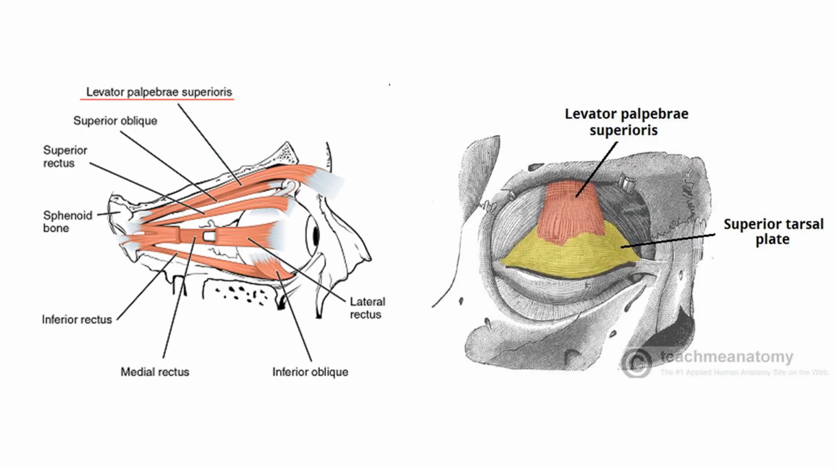Here you can see the two pictures, and one picture showing the orbital cavity and the extraocular muscles. There I have marked the Levator palpebrae superioris muscle. So that is the entire Levator palpebrae superioris muscle, and in the next picture you can see the insertion of Levator palpebrae superioris muscle.